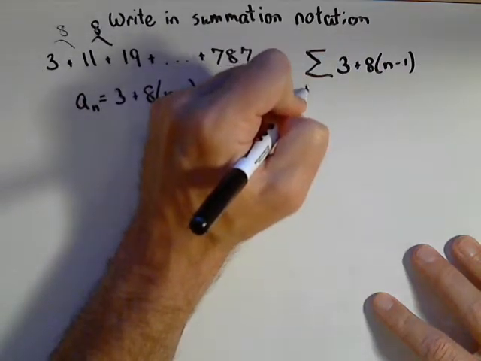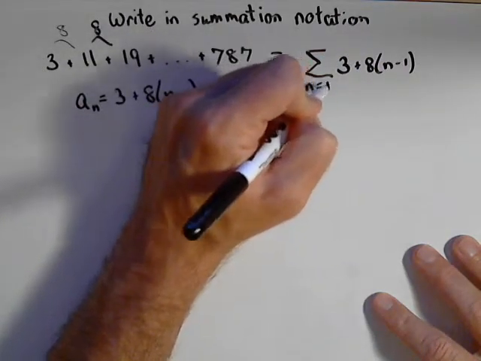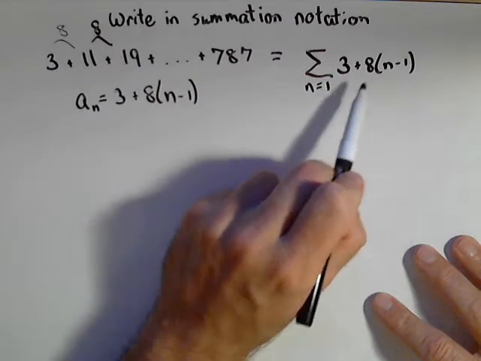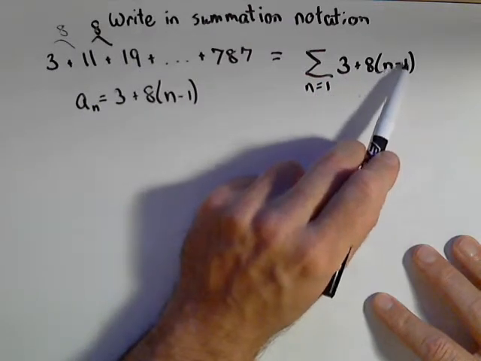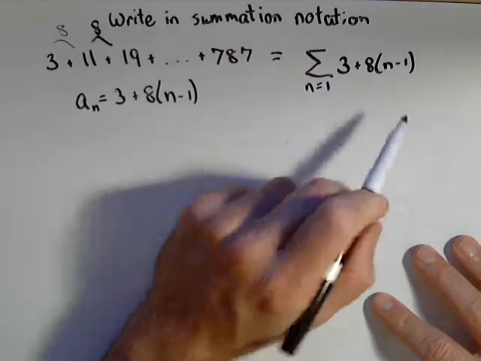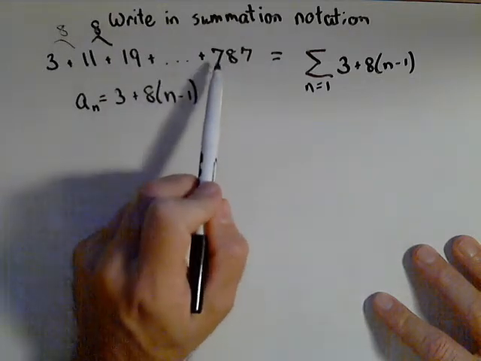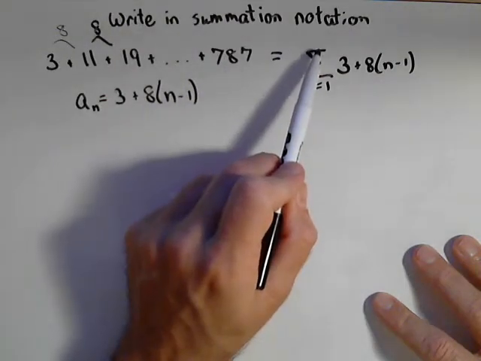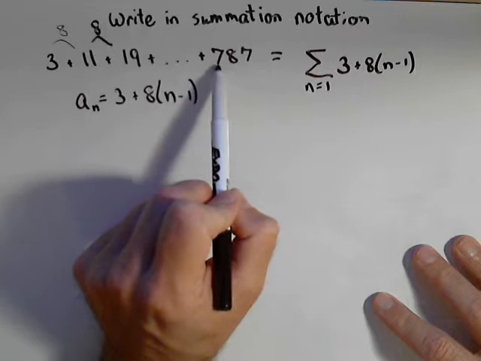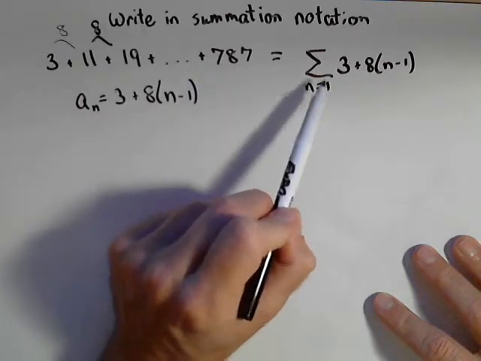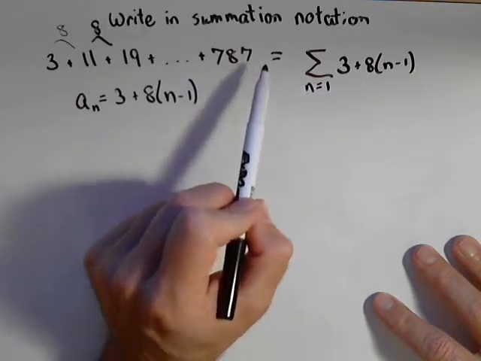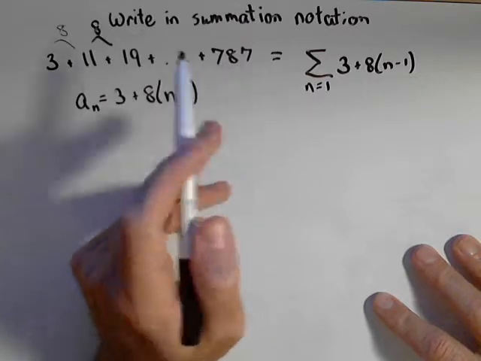Now because of the way I did it, I'm automatically going to start at n equals 1. Now we can check. If I plug in 1, 1 minus 1 is 0, so that cancels this part out, and it's 3, so that checks out. Now I do need to figure out what my upper limit has to be in order to end at 787, because n goes up by 1 each time until I get to 787.